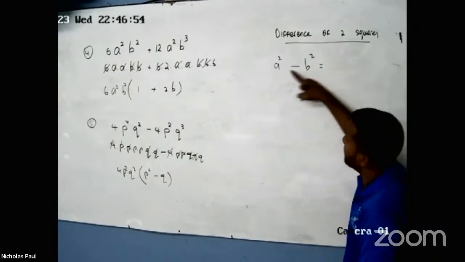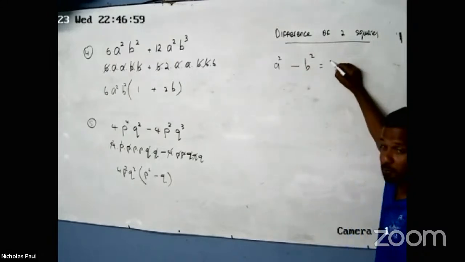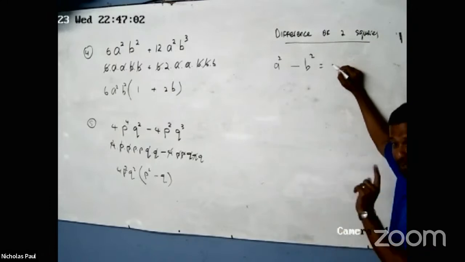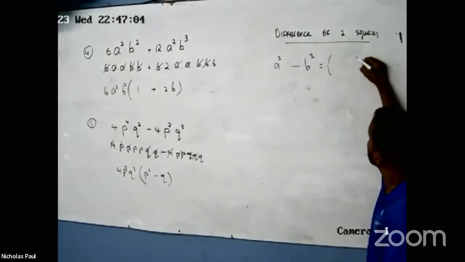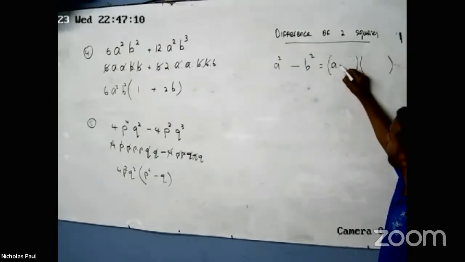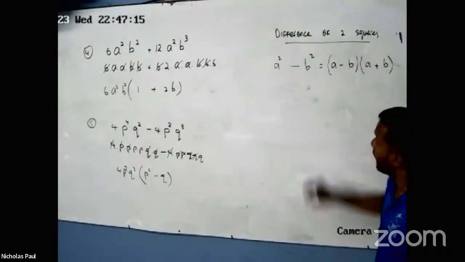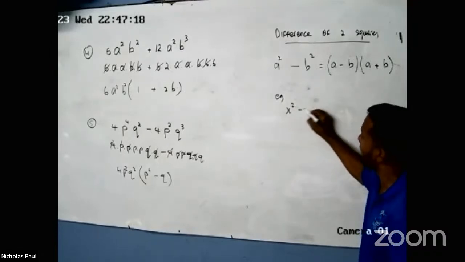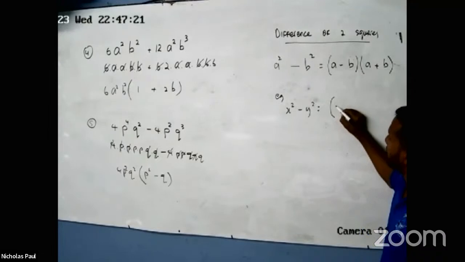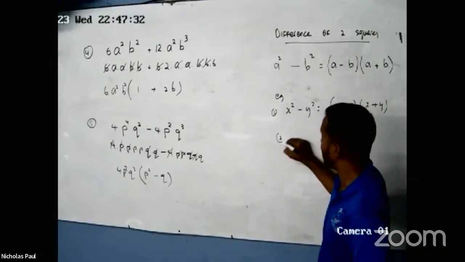Really easy. Once you have 2 terms that are squared and a minus sign between them, here's what you can do. Watch it, don't write it, listen first. A squared minus B squared will be A minus B, A plus B. That's it. For example, if you have x squared minus y squared, this is A and this is B. It'll be x minus y, x plus y. Easy? Suppose I give you something like that.